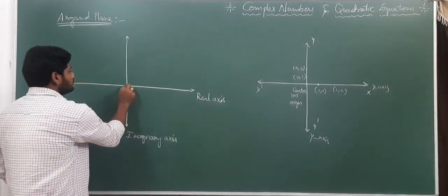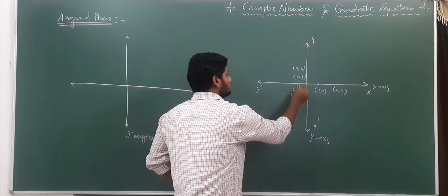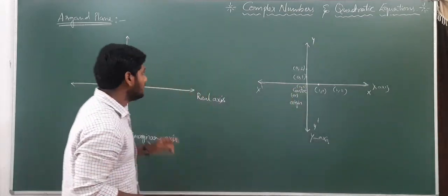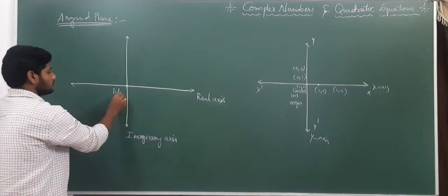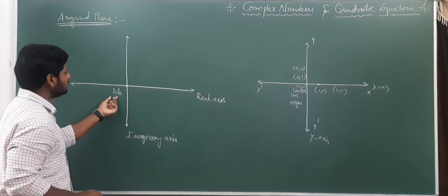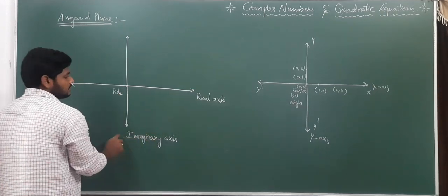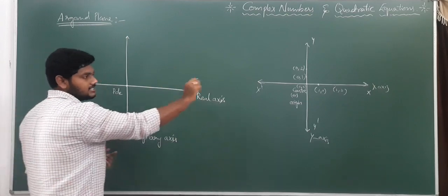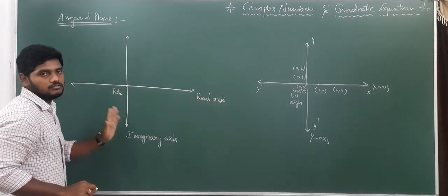Here in the two-dimensional plane, that center we consider as the origin, that 0, 0 point. In the Argand plane, this center we will consider as the pole. You can also consider it the center or origin, but specifically this point we will consider as the pole. So this is the real axis, this is the imaginary axis. On the real axis, only x-axis values will be there. On the imaginary axis, y-axis values will be there.